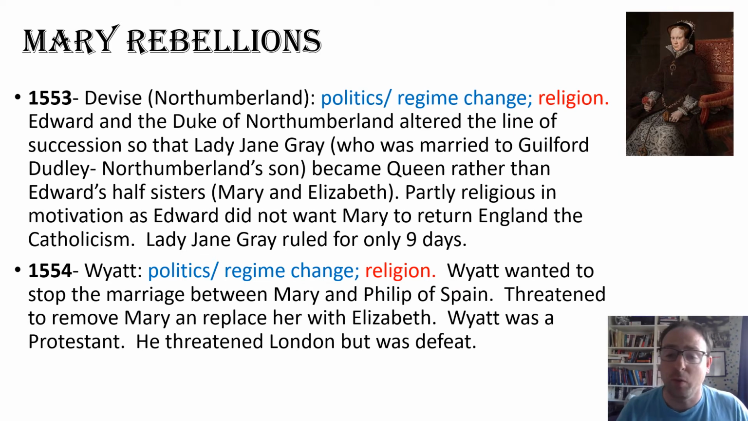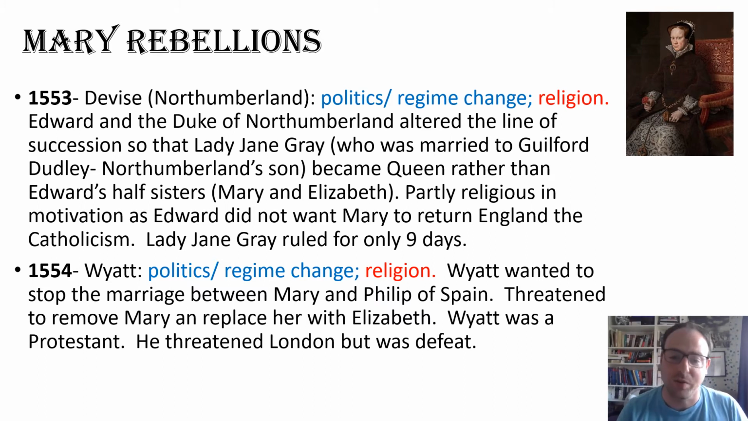In 1554, Mary was going to get married to Philip of Spain, and does marry Philip of Spain. But what we see is Wyatt's Rebellion. Now, this is about a potential regime change again, so it's political. And it's political also because it's trying to stop the marriage. It's also religious because of some of the connotations that marriage would have. So Wyatt wanted to stop the marriage between Mary and Philip of Spain. And he threatened to remove Mary and replace her with Elizabeth.